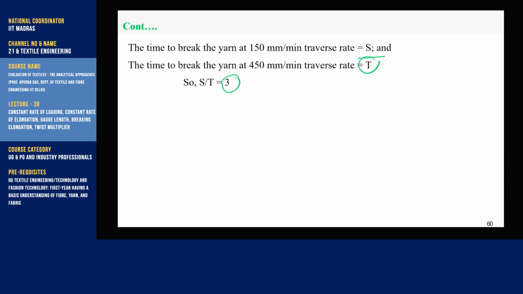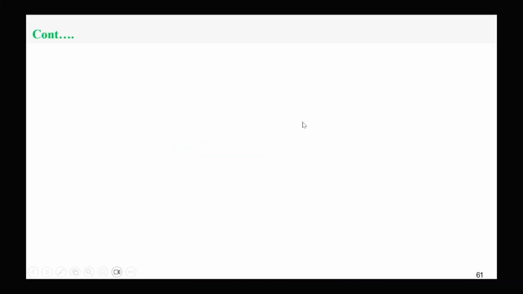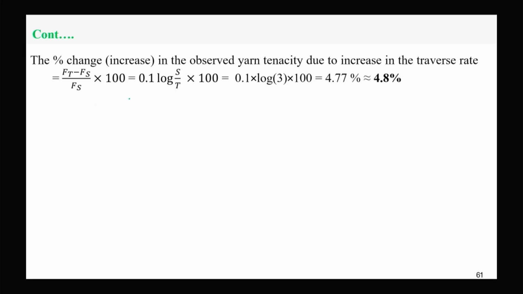3 times increase in rate, so reduction in the time to break, S by T. So the relationship we have already discussed. Ft is the time required for 450 millimeter per minute speed, and Fs is for 150 millimeter per minute speed. So S by T equal to 3. So we can calculate that this is 3, S by T is 3, where log 3. So from there we can calculate it's approximately 4.8% increase if we increase the traverse speed from 150 millimeter per minute to 450 millimeter per minute.